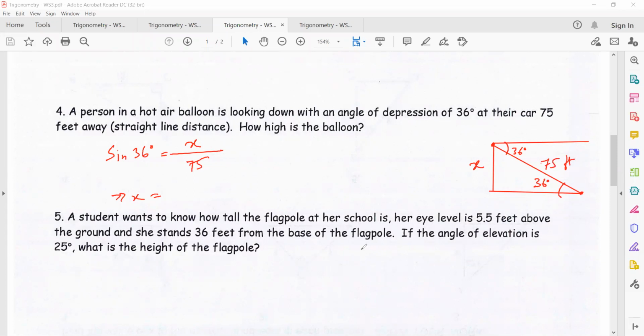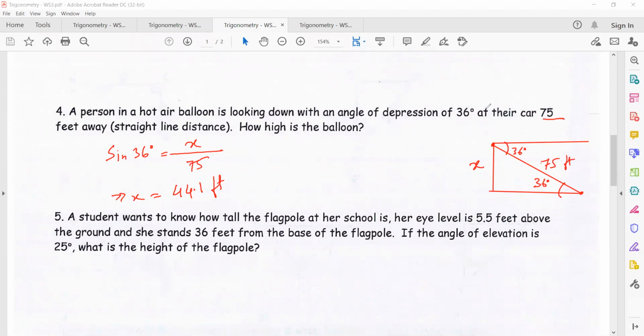Yes, 44.1 I will take. Okay, the unit is feet. Now look at the question again.